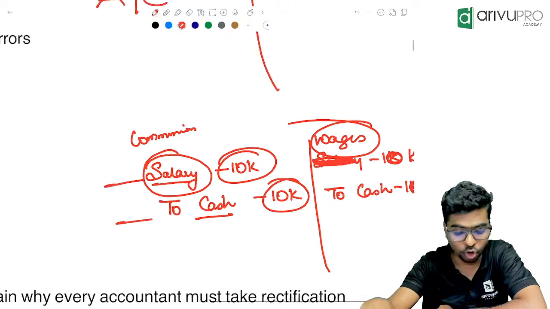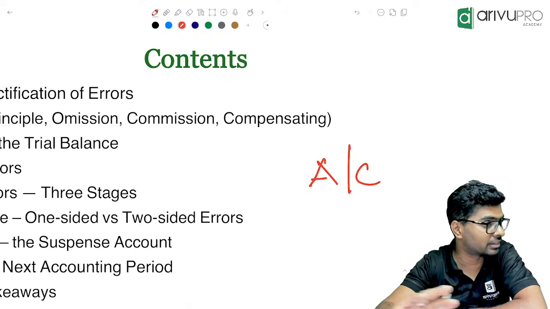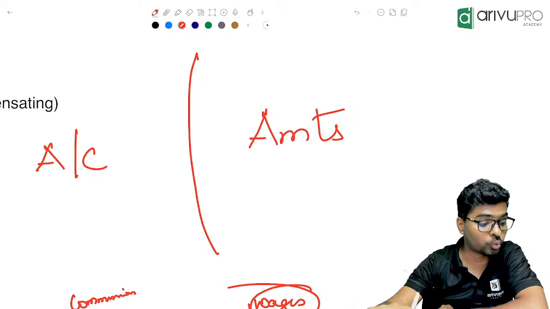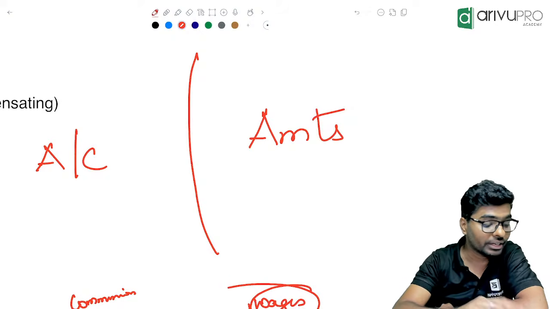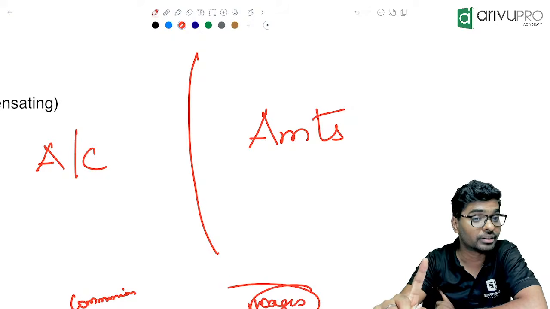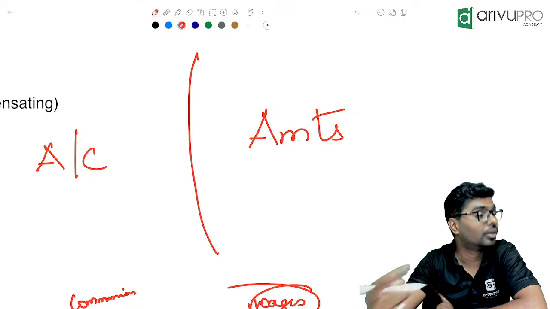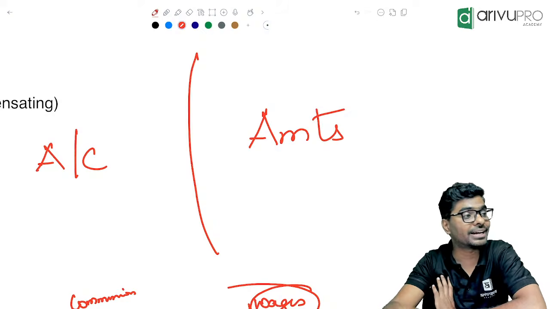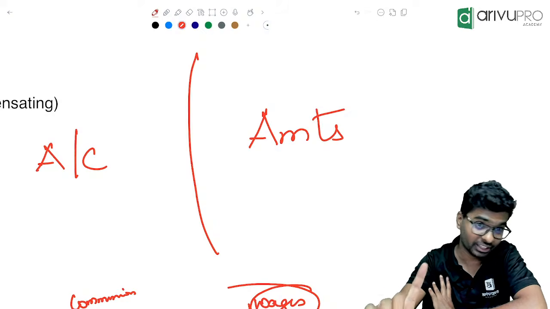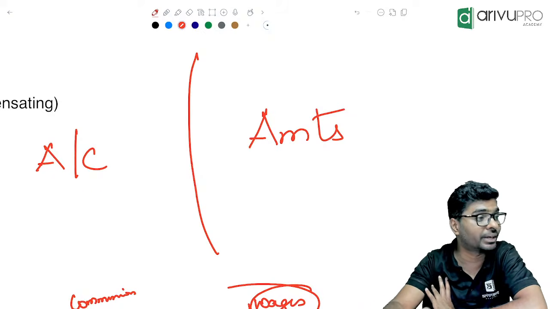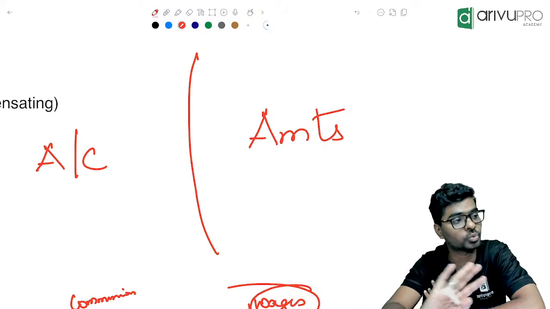Fourth one is what? Compensating errors. What do you mean by compensating errors? If there is one error, and you do one more error, then we call such errors compensating errors, where the effect of one error will be compensated by another error.